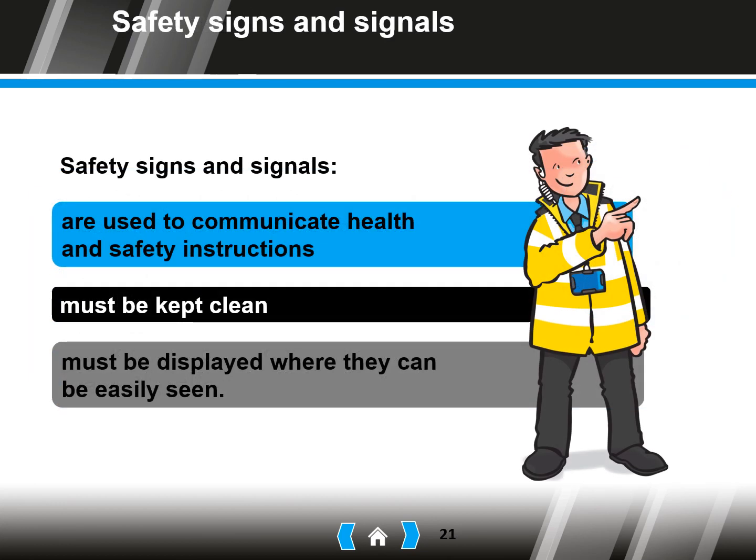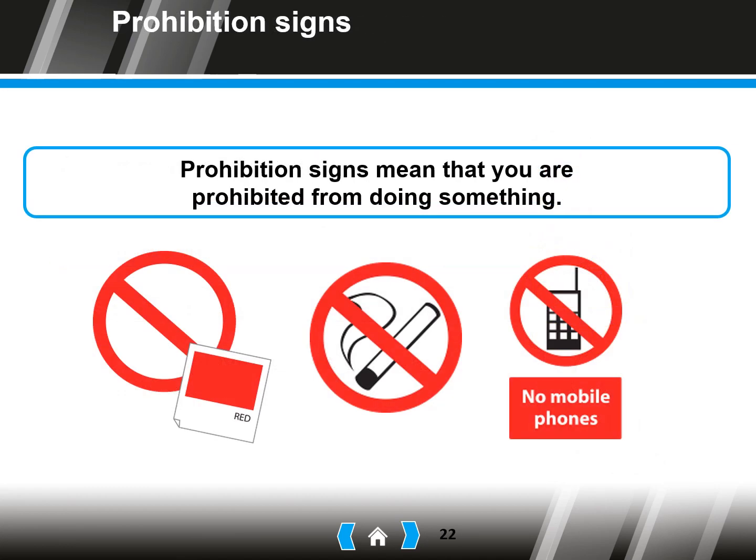Okay, safety signs and signals. Safety signs and signals are used to communicate health and safety instructions, must be kept clean, and must be displayed where they can be easily seen. Prohibition signs mean that you are prohibited from doing something. So if you see the one with the cigarette in and the one with the mobile phone in, you normally see them at petrol stations, don't you?